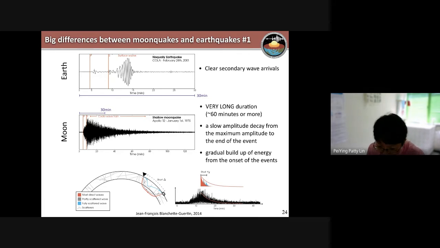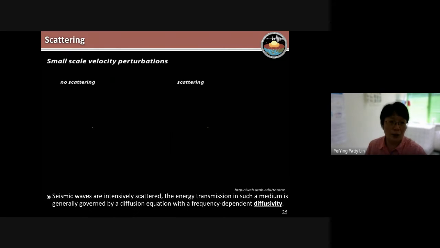And this can be explained by strong scattering of energy. This is a schematic representation of seismic energy propagating with scatterers. If you have lots of scatterers here, the wave will keep bumping around, the wave packet's amplitude will decay slower, and it will stay longer. So that's one of the things we think about moonquakes. That's the reason we think the moonquakes are different: the moonquakes have lots of scattering.